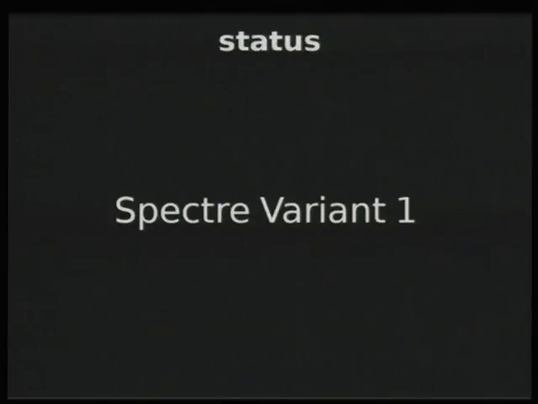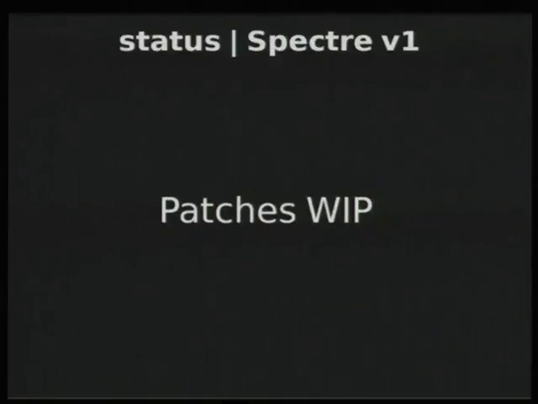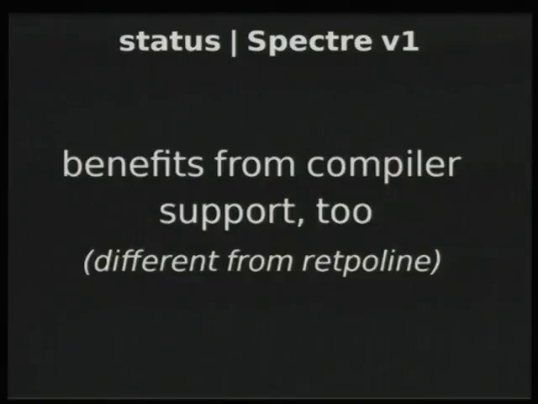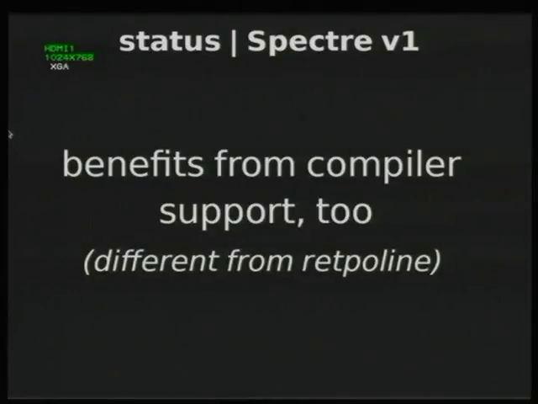And get to the third issue, that is the first Spectre variant. Patches to protect against that are work in progress. They're actually circulating for two or three weeks already, and some of the vendors actually picked them up and integrated them in their kernels. Some of the protection also benefits from compiler support too, but that's a different one.